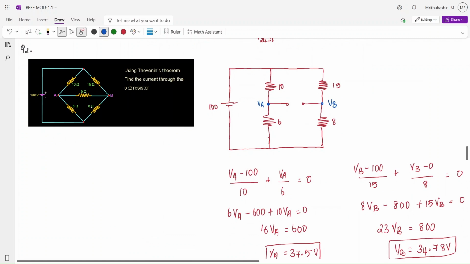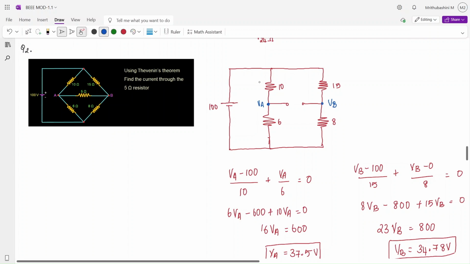See, this is a question. This circuit, I can redraw like this. They're asking you to find the current through the 5 ohm resistor. So here the load resistance will be 5 ohm. The first step is to remove the load resistance, so I'll remove the 5 ohms here. I redraw the circuit like this to make my visualizing simple.